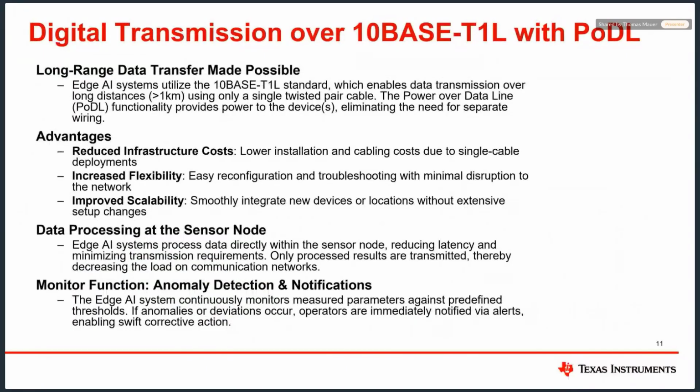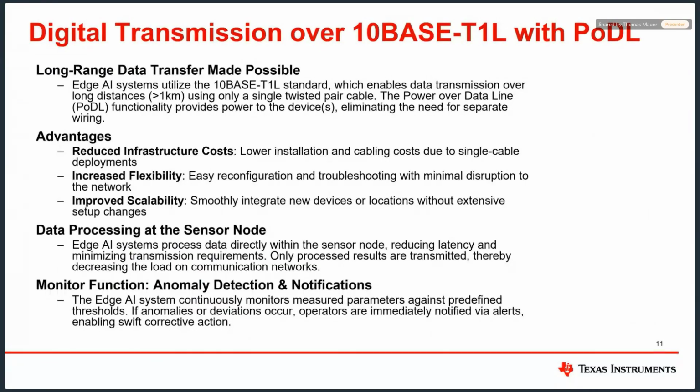Okay, before I go on, let's also spend a bit of time about this digital transmission over the 10-base T1L with the power over data line. So 10-base T1L is a very good way to send IP telegrams over a long-range data. So in our case, this system uses this method. So we can have a long distance in the factory floor to connect different sensors at various places in the machine. And as I mentioned, typically this is above 1 kilometer.